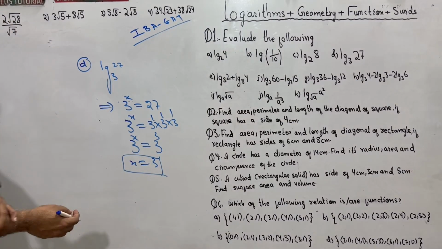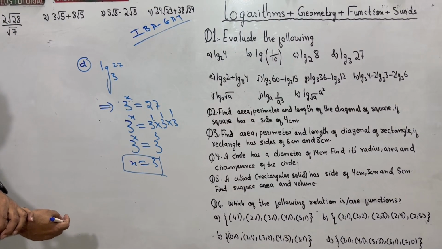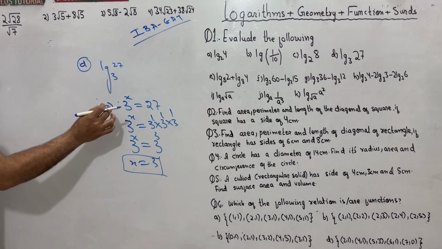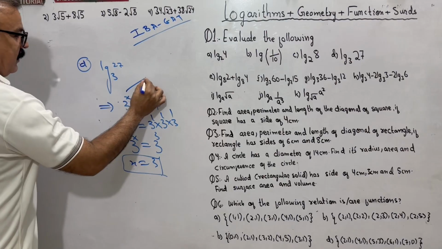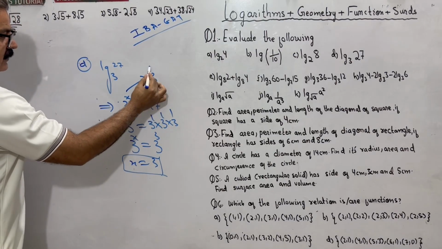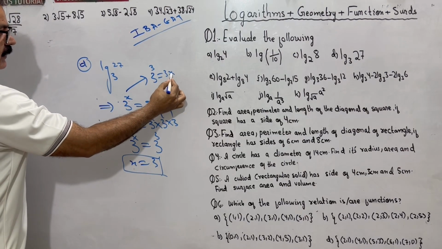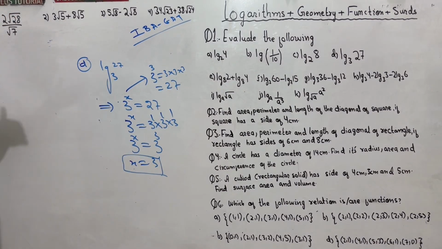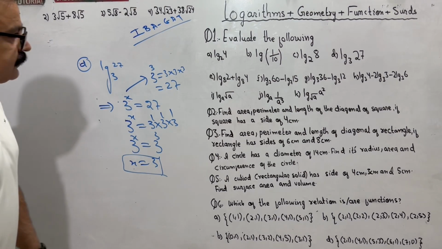So our answer is x is equal to 3. One can plug in the values to verify without solving. 3 raised to 3 is equal to 3 times 3 times 3. 3 times 3 is 9, 9 times 3 is 27.